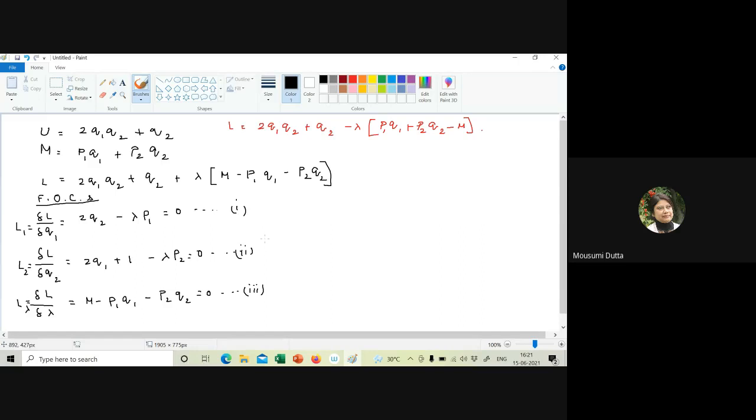Then what I'll do, we'll equate 1 and 2 and get P2 by P1 equal to 2Q1 plus 1 by 2Q2. There is a little bit of mistake, so please write down, dividing 1 by 2, we get this.